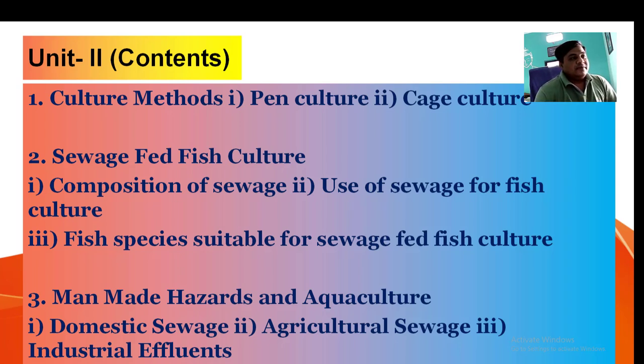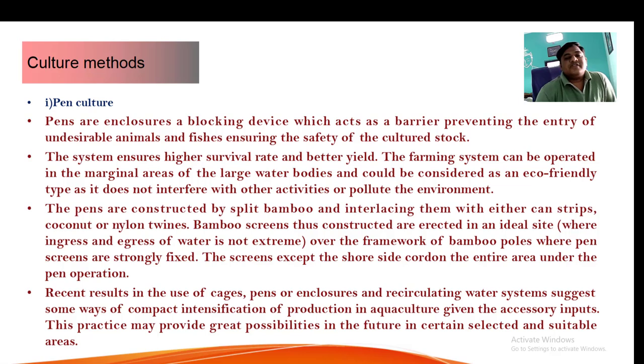So we will discuss the composition of sewage, then use of sewage for fish culture, and the third point is fish species suitable for sewage fed fish culture. And the third and last point of this unit is man-made hazards and aquaculture. Particularly in this third point, we will discuss domestic sewage, then agricultural sewage, and industrial effluents. Okay, so we'll start with pen culture.